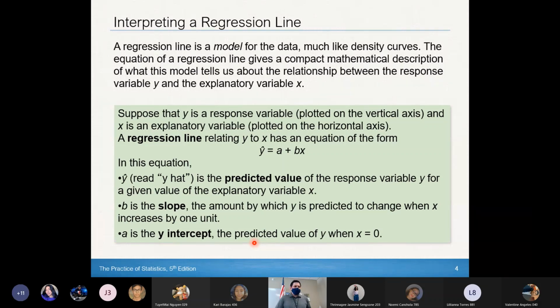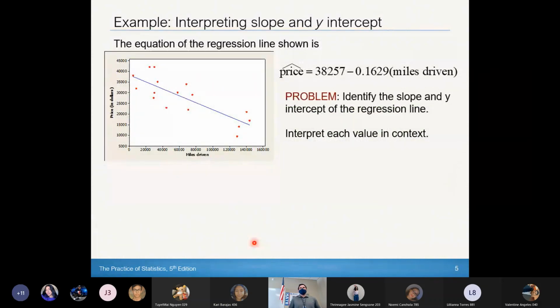Does anyone need a moment to write anything down about the regression line? Here's an example on interpreting slope and y-intercept. The equation of the regression line is shown as price hat equals $38,257 minus 0.1629 times miles driven.